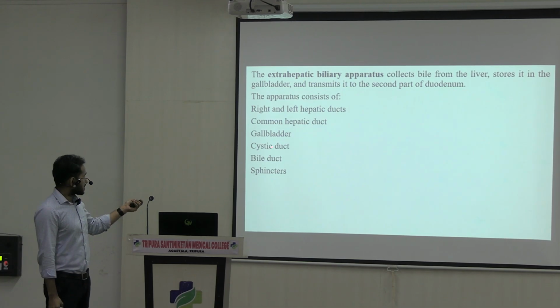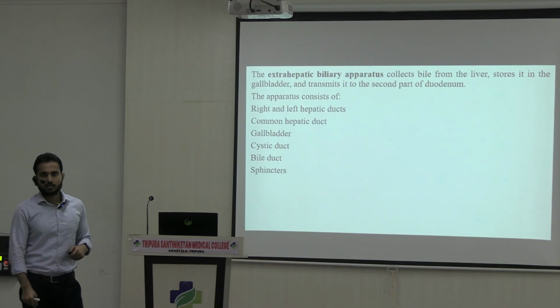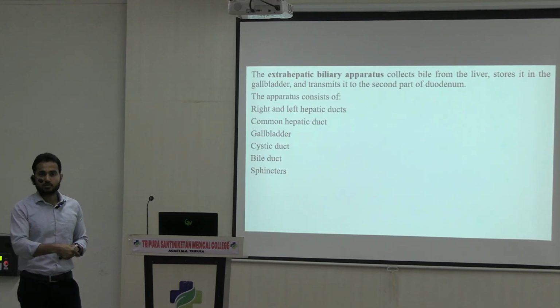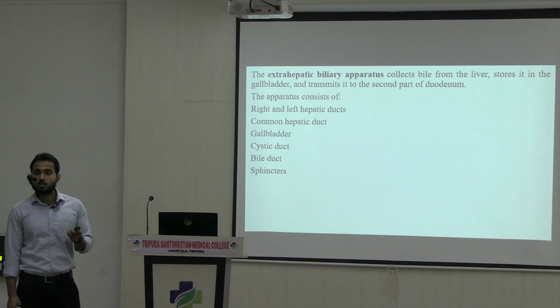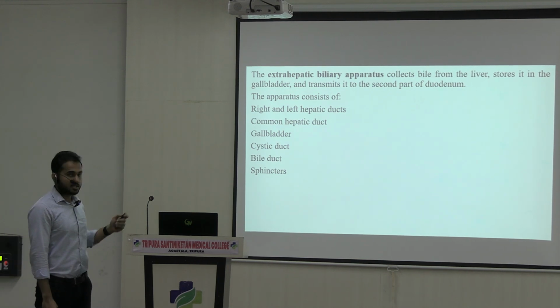Okay, so the cystic duct and the common hepatic duct join together to form the common bile duct, and this common bile duct ultimately drains into the second part of the duodenum, that also the posterior medial wall of the second part of the duodenum. Okay, and along with that some sphincters are there.